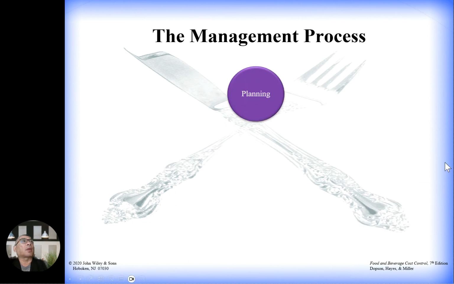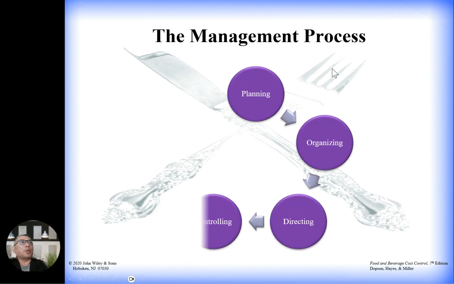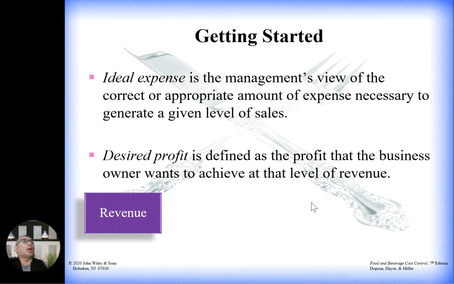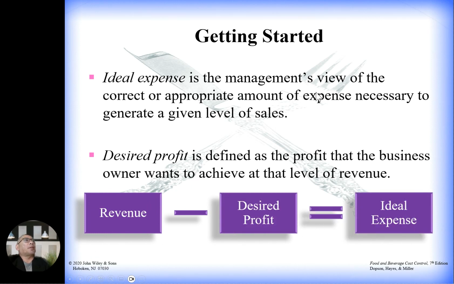You don't want that. So what is the management process? The management process starts with planning, and then organizing, directing, controlling, and evaluating. What is the ideal expense? Ideal expense is the management view of the correct and appropriate amount of expense necessary to generate a given level of sales. The desired profit is the profit that the business owner wants to achieve at that level of revenue. Revenue minus desired profit equals ideal expenses. Let's say revenue is 100,000 and desired profit is 20,000; your ideal expense will be 80,000.